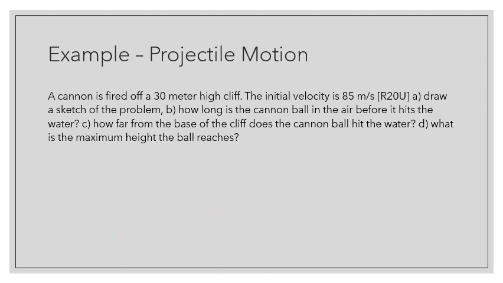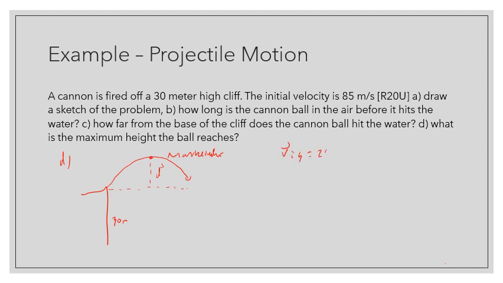Part D is asking what is the maximum height that the ball reaches. So let's redraw our diagram to help visualize this. The cliff is 30 meters tall. This is the trajectory of the projectile, and this is the maximum height. Basically, what this question is asking is that we find this displacement above the cliff plus the 30 meters of the cliff.